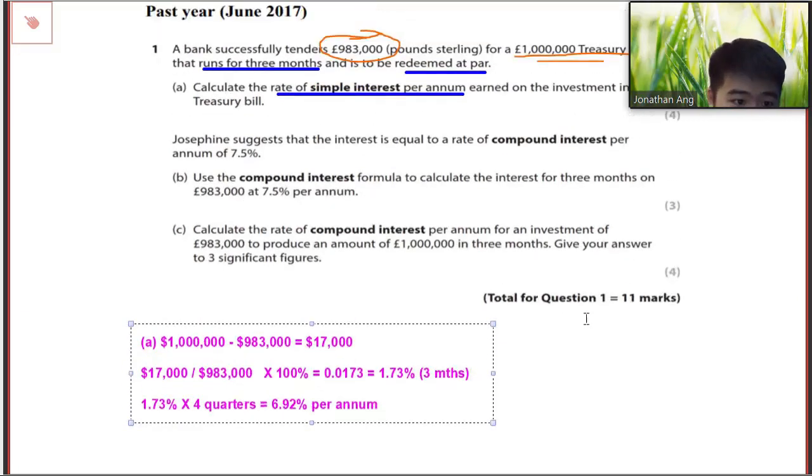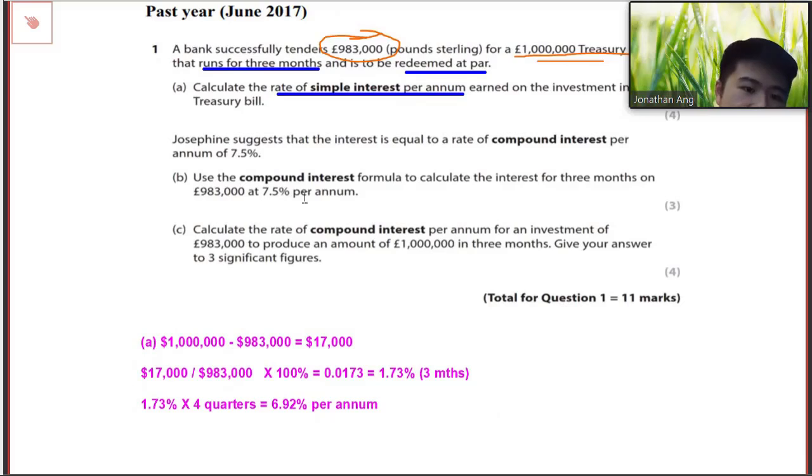Okay, now question number 2, part B. Josephine suggests that the interest is equal to a rate of compound interest per annum of 7.5%. Now, using the compound interest rate formula, calculate the interest for 3 months on 983,000 at 7.5% per annum. So basically they just ask us to calculate if you have 3 months of compounding interest based on the rate that they have given, what is your interest?